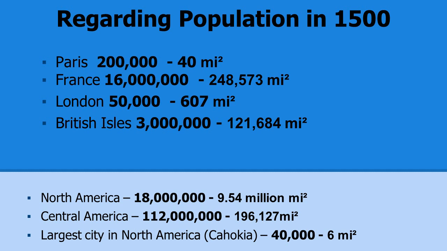So let's look at the population. Paris, France, London, the British Isles. You see how many miles they have and how many people are inside of it. So in North America and Central America there weren't as many people, but it's still pretty grand. So look at this, especially Central America. Look at that, 112 million people. France only had 16 million people, so it is pretty comparable.